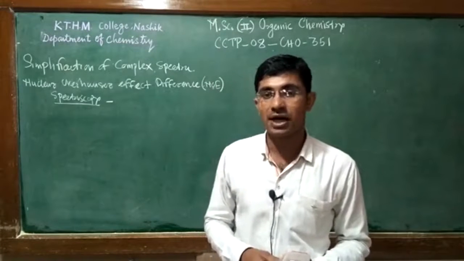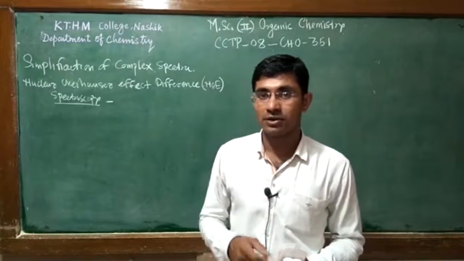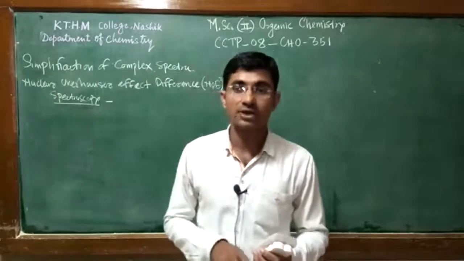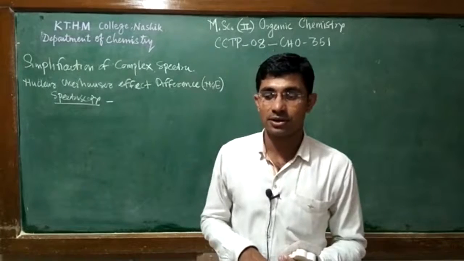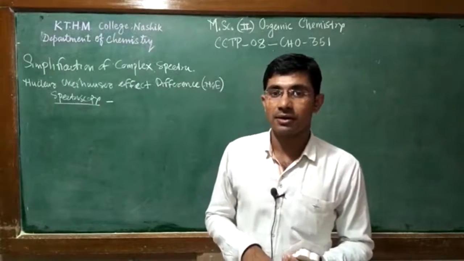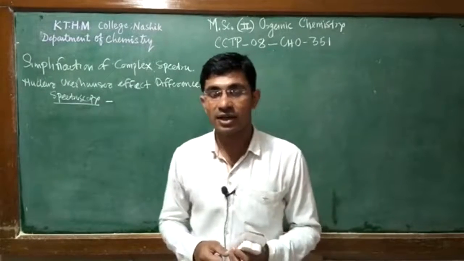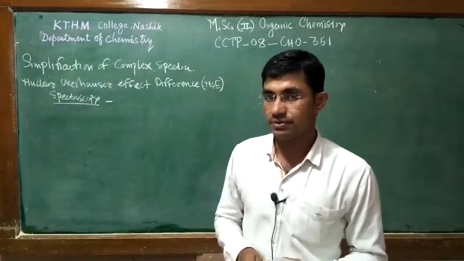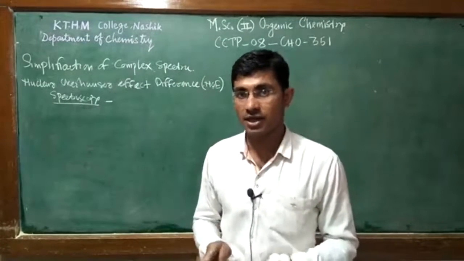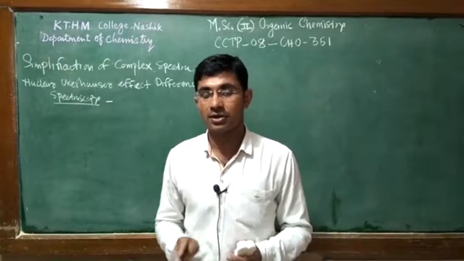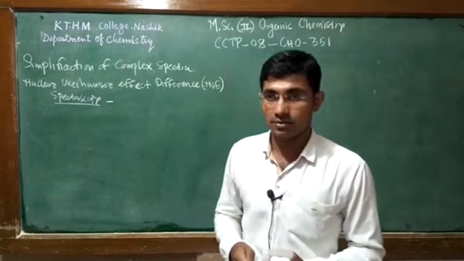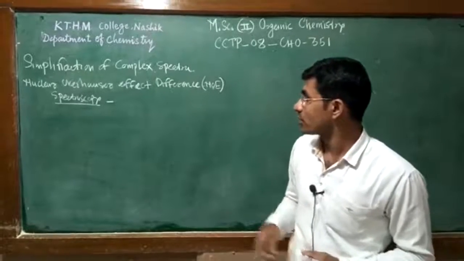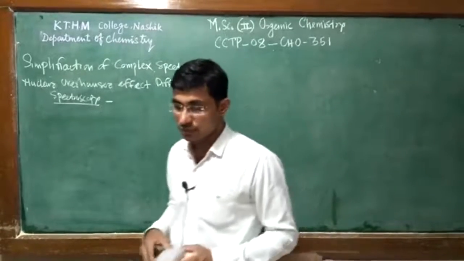In the last lecture, I taught three ways to simplify complex spectra. The first is changing the NMR solvent, the second is applying a high magnetic field, and the third is using a chemical shift reagent. In this lecture, we are going to learn the nuclear Overhauser effect.